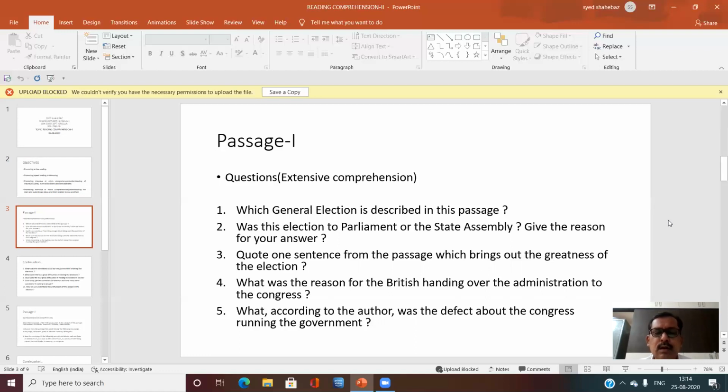Fifth, what according to the author was the defect about the Congress running the government? The Congress had no representative character. This is the defect because it formed the interim government and it enjoyed the goodwill of the British government. That's why the British government transferred the powers to the Indian National Congress, because of its presence in the country to a large extent.